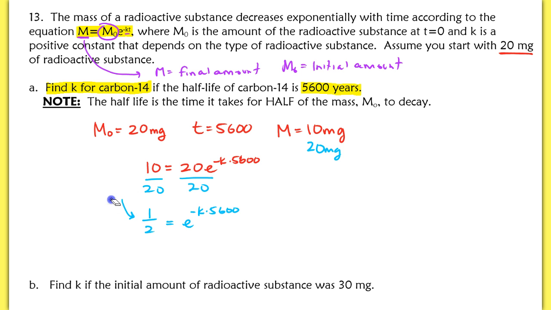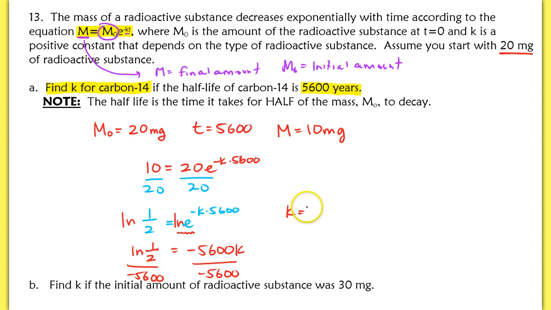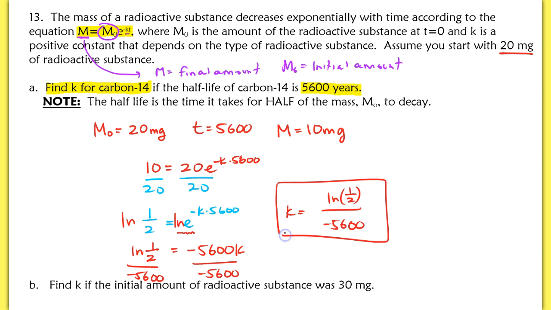Okay? All right, now I want to solve and isolate the k. So I'm going to take the natural log on both sides. Here's where it's really useful to write the natural log on both sides, because ln and e cancel each other out, and we're left with negative 5,600 k equaling the natural log of 1/2 on the other side. If I want to isolate k, I'm going to divide by negative 5,600. So I end up with k equaling the natural log of 1/2 divided by negative 5,600. So again, here's our k value. This is our exact answer.